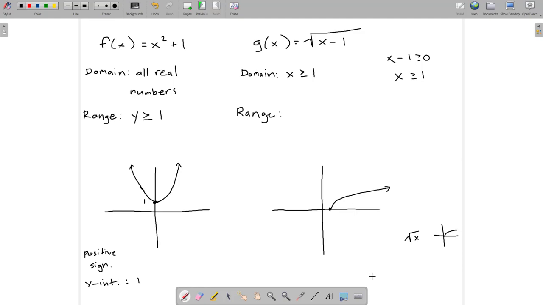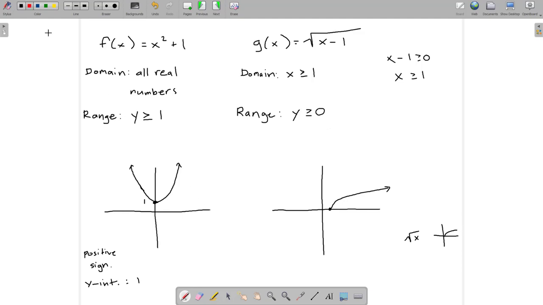Right? So you can see that this graph never goes below 0. And it's a slow growing graph, but it does go to infinity eventually. So the range for this graph is y greater than or equal to 0. It just never becomes negative, but it will extend all the way to positive infinity.